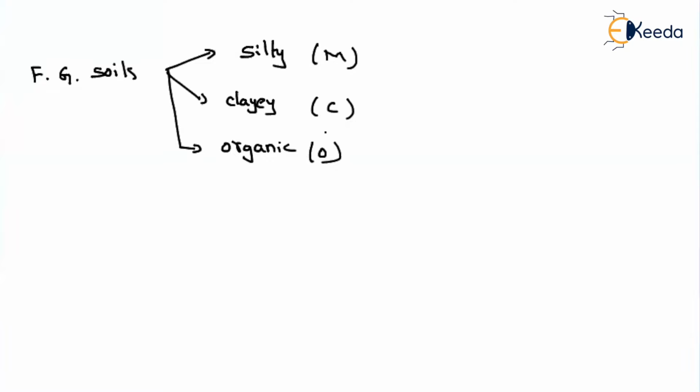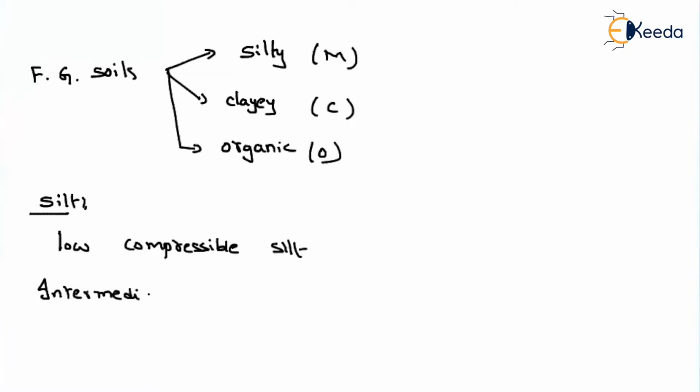In each of silty soil, clay soil or organic soil, we can further divide them into three sub-categories depending upon the compressibility characteristics. That means whether the soil is low compressible, intermediate compressible or highly compressible. Suppose I am talking about silt, then how can I classify it? I can classify it as low compressible silt, intermediate compressible silt, and also highly compressible silt.